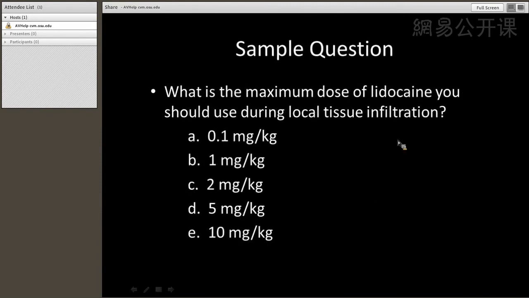What's the maximum dose of lidocaine you should use during local tissue infiltration? What's that? E. Okay, I was like, there's no 8 up there. Yeah, E, 10 milligrams per kilogram. Remember, goats tend to be the most sensitive to local anesthetics for infiltration, and for their toxic dose, you need to stay below 10 milligrams per kilogram.